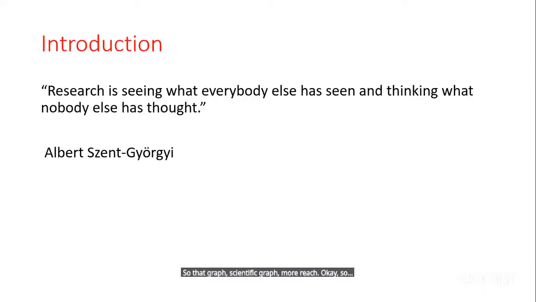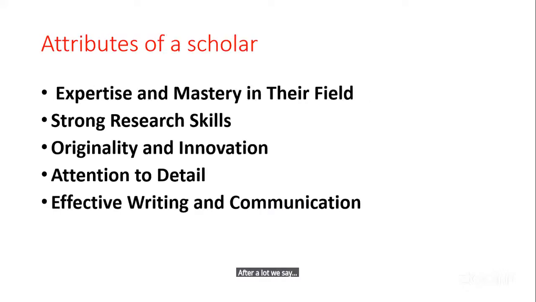After all this introduction, for one to be able to grab a publication very well, you have to be a scholar that publishes in impact journals. If you want to be a scholar, you have to develop some attributes of a scholar. Number one, expertise and mastery in their field. You have to be an expert and master your field very well.